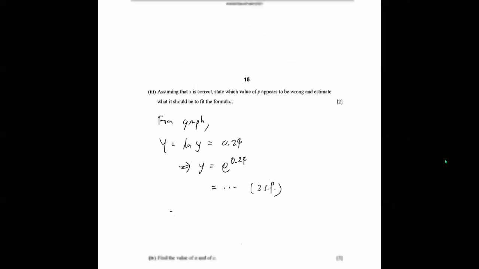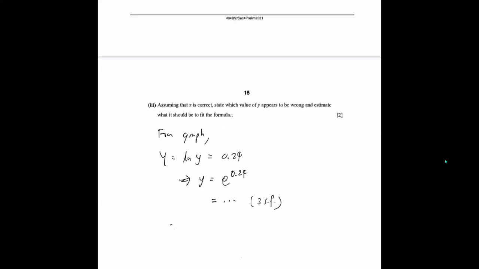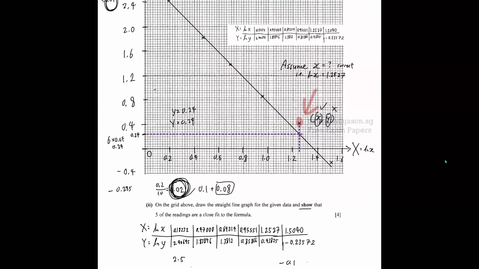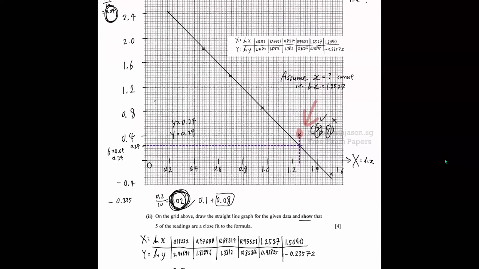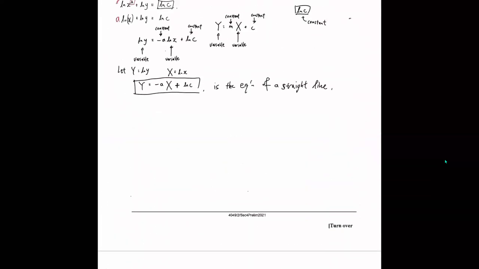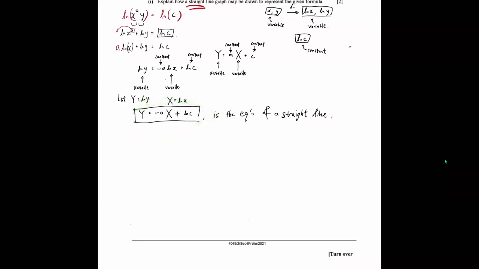Okay, moving on. Find the value of A and of C. So take one of the points from the graph. Then you sub in, e power whatever the value is, later, because when you read off the graph, it is capital X and capital Y. And what is the formula we have here? Capital Y equals negative A X, capital X plus ln C.